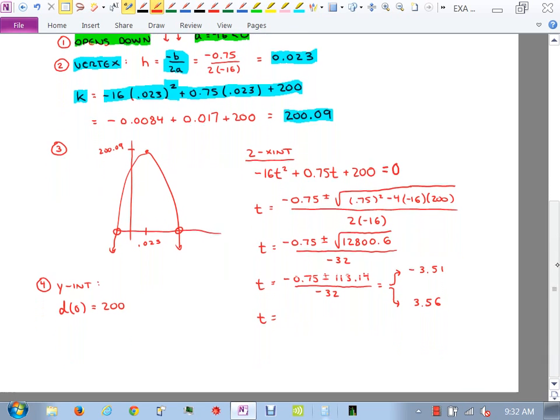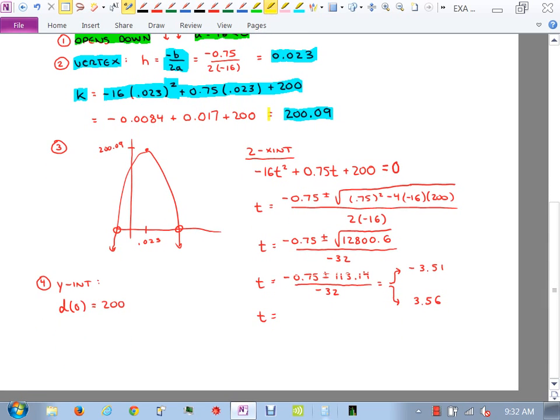And also notice that in the quadratic formula, I use t instead of x because our function has the variable t, not x. You may have put x. That's just because of habit. You know, you always want to solve for x. But in this problem, t is the variable. So our final answer should be t equals whatever. And our two answers here for x-intercepts were negative 3.51 and 3.56.